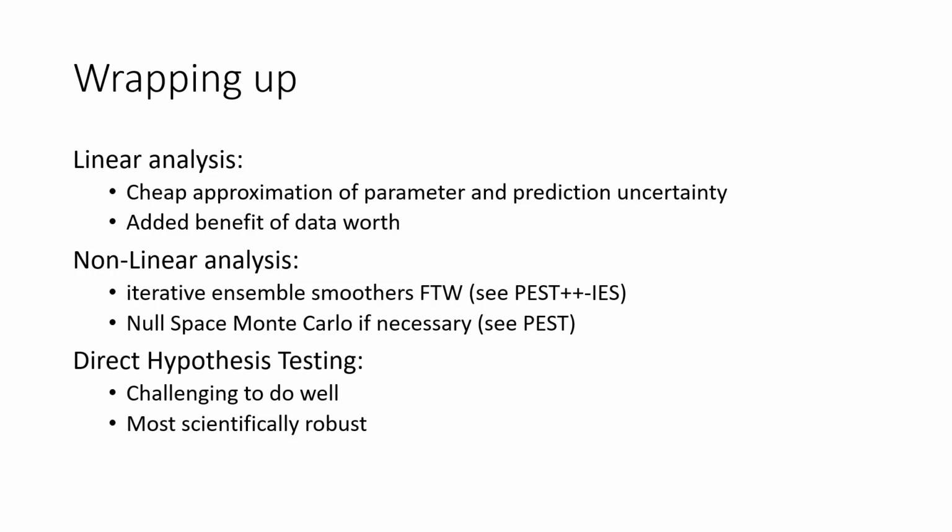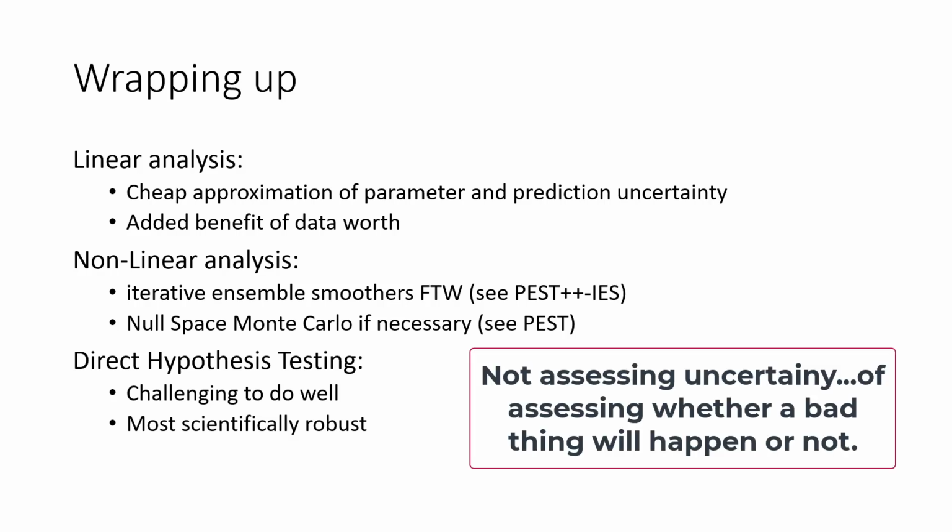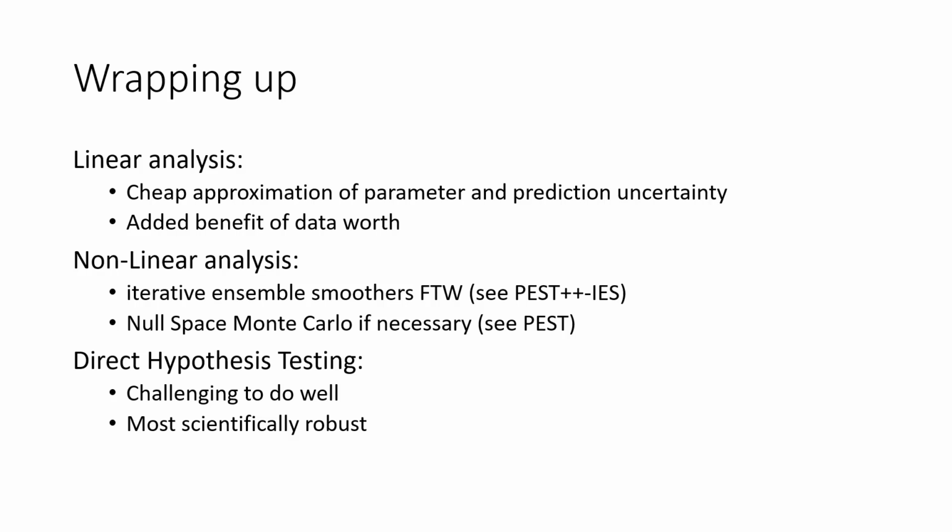And lastly, we touched very briefly on direct hypothesis testing, which, as I said, is not very commonly implemented, mostly because I think it's a bit too challenging to do well. However, it is the most scientifically robust approach to actually assessing uncertainty in a groundwater modeling context. Perhaps one of the other reasons why it's not used so much is that you will pretty much always find that there is some way that your bad thing will happen, although it can be used to identify the conditions which must exist in order for the bad thing to happen, which can then be used to prioritize what data to collect and what observations to go and measure to see if it is possible.